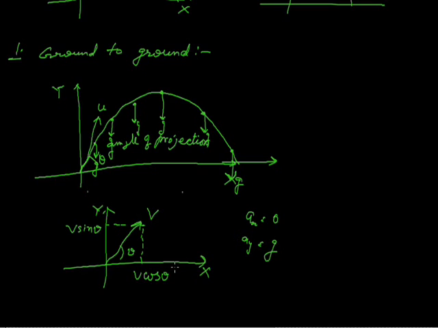Why is this so? Because in all this path of the projectile, the horizontal component of velocity, which is v cos theta, always remains constant. There is no change in this component v cos theta. So if the horizontal component of velocity is constant, then the acceleration should be 0. So therefore we write here ax is equal to 0. It means the acceleration in the horizontal direction is always 0.